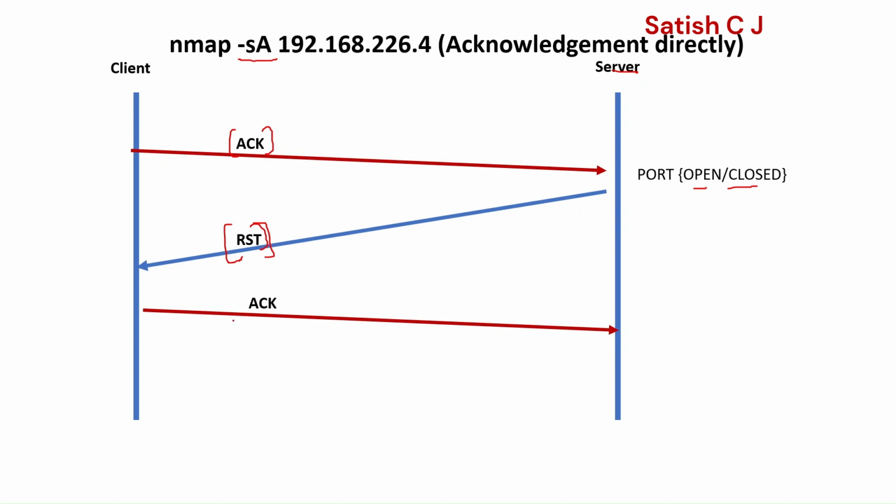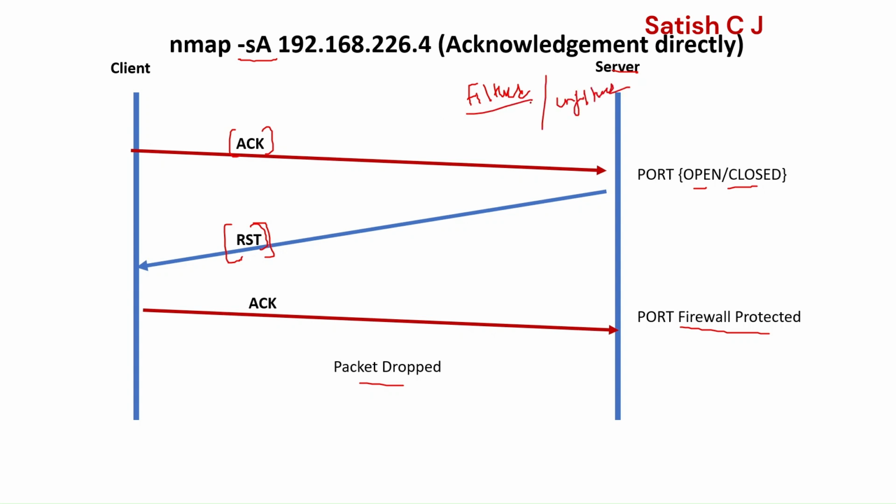Suppose the server gets an ACK, and the port is firewall protected, then the packet will be dropped. You will not get any response back. So the main purpose of the acknowledgement scan is to check whether the port is filtered or unfiltered. What do you mean by filtered? Whether it is protected by a firewall. What is unfiltered? Whether the port is open or closed.